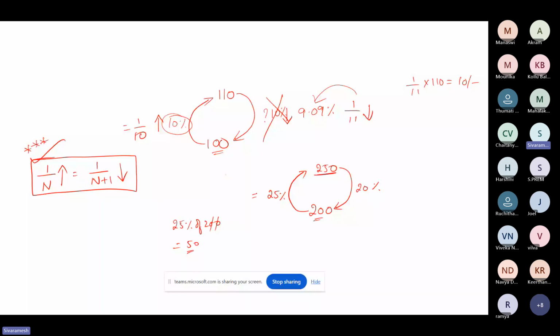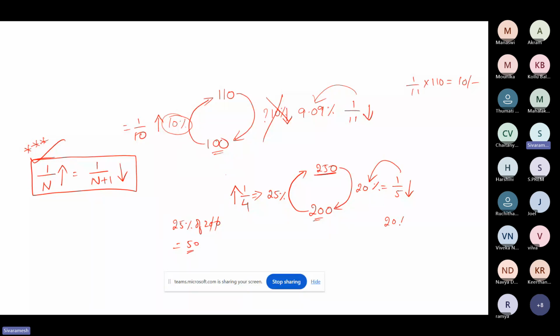What logic it is exactly is, 25% means I can say that it is 1 by 4. When 1 by 4 is increased, 1 by 5 should get decreased. 1 by 5 means I can say that it is 20%. Let's cross check whether we will get the same 200 or not.